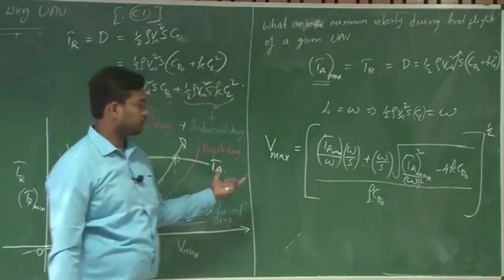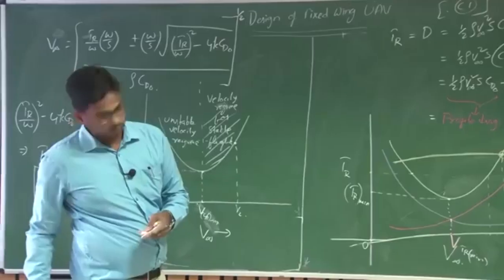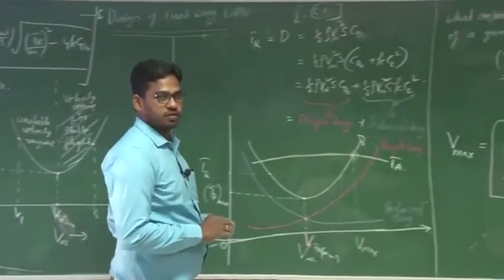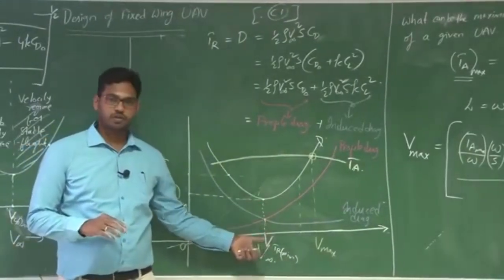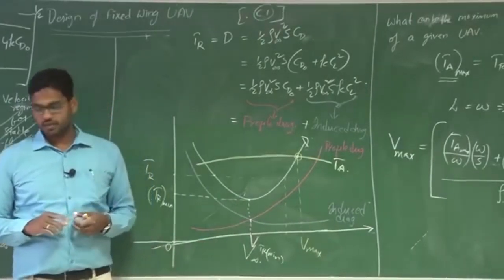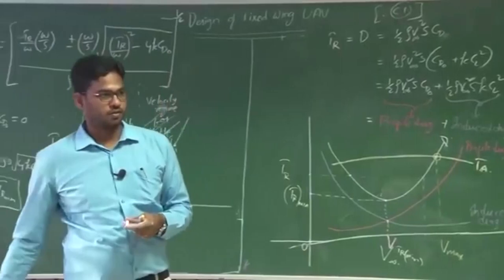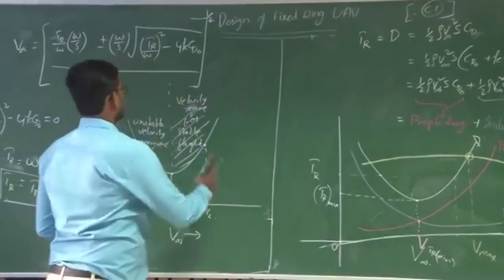Right. So this is the condition for maximum velocity that you can attain. So what about the minimum velocity? We have discussed this is our minimum velocity of flight, right? But let us see when we can attain this minimum velocity. Let us look at this minimum velocity more closely.